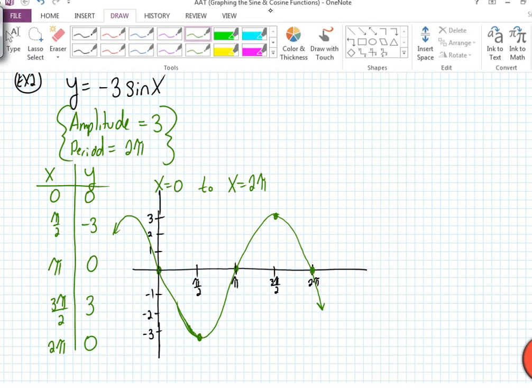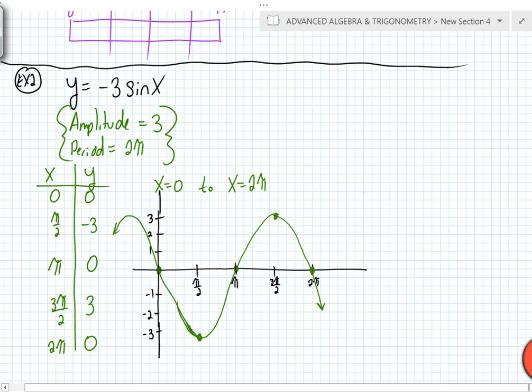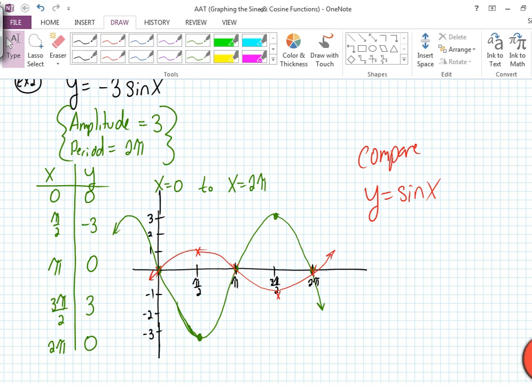Now, one thing I want you to consider is how this would compare with y equals just the sine of x. So the green one is the graph of negative 3 sine x, but how does this compare if we overlaid it on this particular graph? Well, you know that this coordinate would be the same, but then it would be up here, then down here, then here, then here. So if I quickly graphed y equals the sine of x, it would look something like this. And you notice there's a huge difference, okay? It's the amplitude that is completely changing that graph. All right, let's move on to our fourth example.